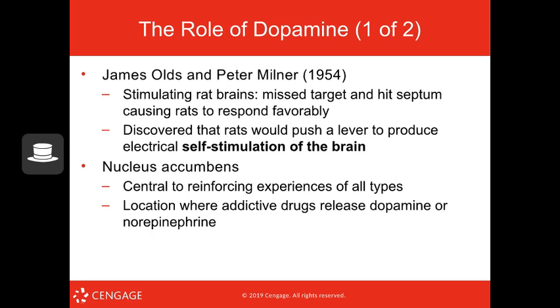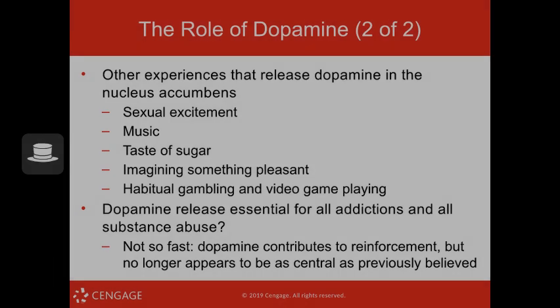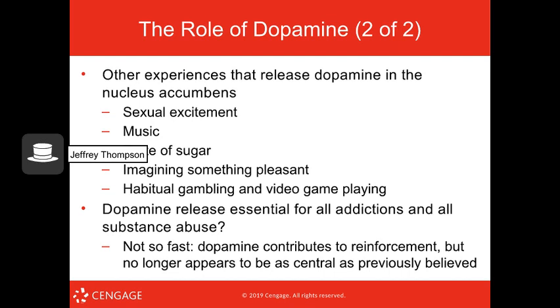When you're dealing with addictive drugs, they're releasing dopamine and norepinephrine in this area, the nucleus accumbens. So, as mentioned, many different experiences can release dopamine in the nucleus accumbens: sexual excitement, music, the taste of sugar, imagining something pleasant. So if you're just like, ooh, end of the semester, all my finals are done, I got a 4.0 this semester, oh, it's so good, nucleus accumbens, and also gambling and video game playing.